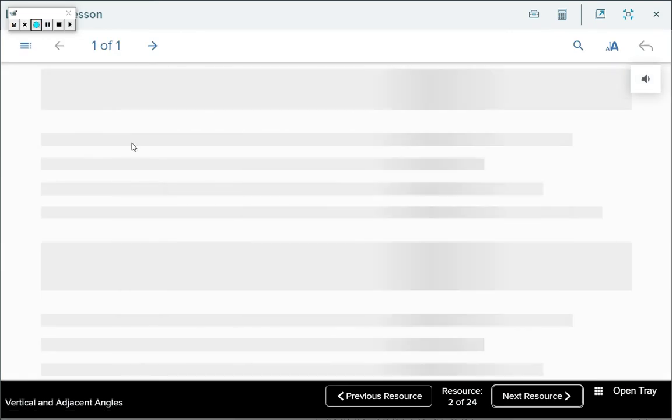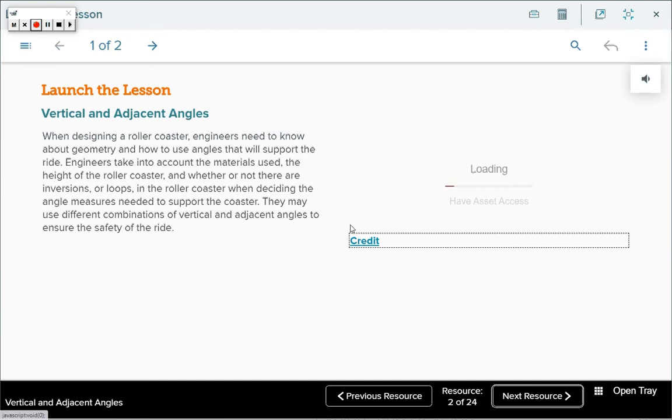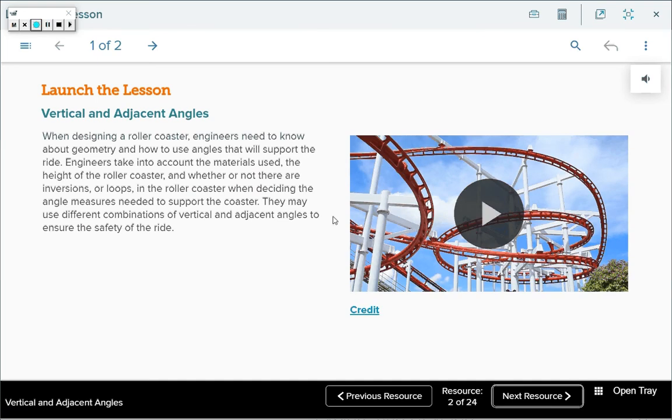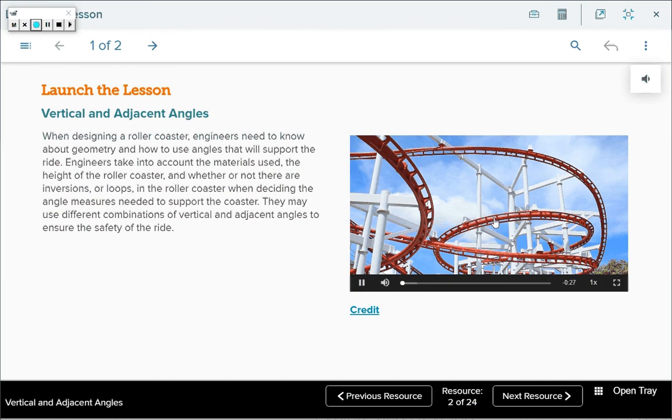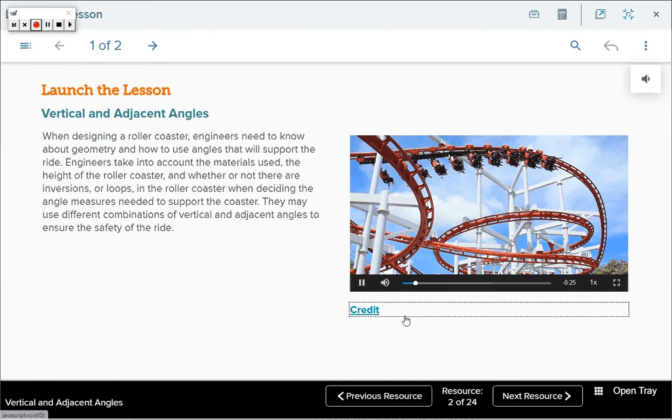First thing, a lot of what we're going to learn. Does anybody know what vertical angles are? Several of you went like this. You automatically think they're going straight up and down. Great guess, but no. Does anybody know what adjacent angles are? Well, we'll go over all of that stuff. You can watch this short little video.